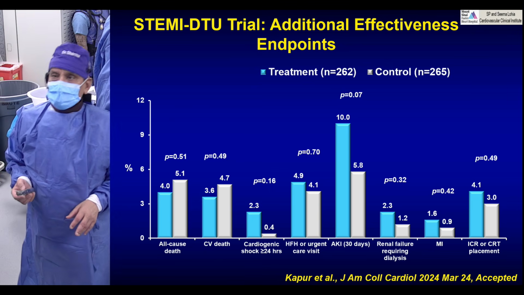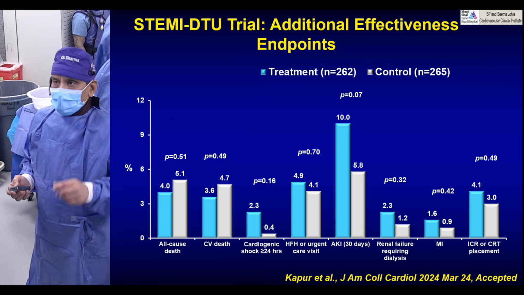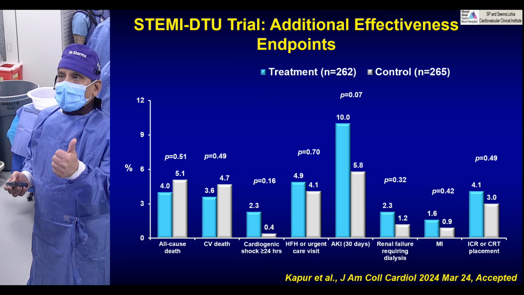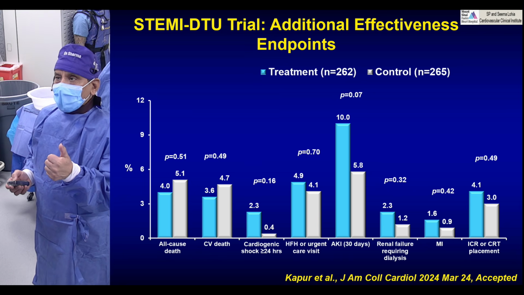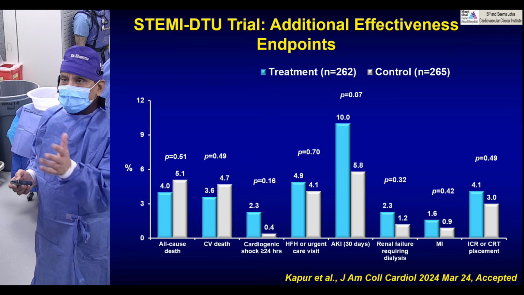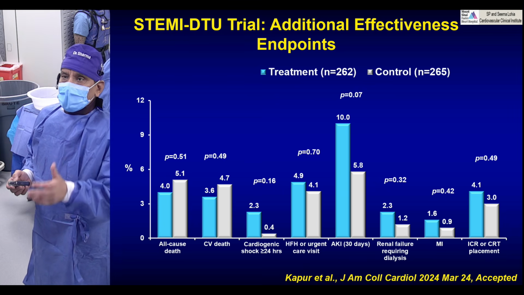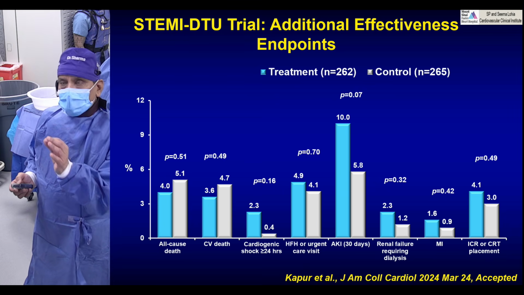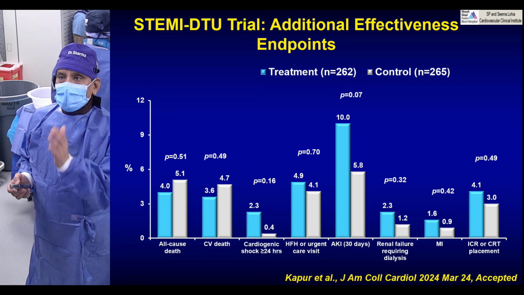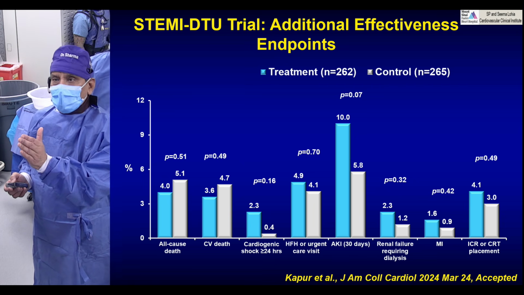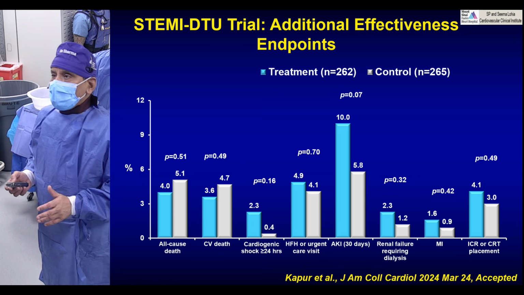But one of the big things which happened was kidney injury. You can see here, higher kidney injury, 10% versus 5.8% in the treatment group. Renal failure and dialysis, other endpoints were not there. But it seems that even with putting in an Impella, numerically more patients went into cardiogenic shock, 2.3 versus 0.4.